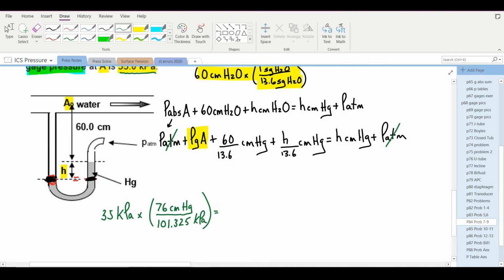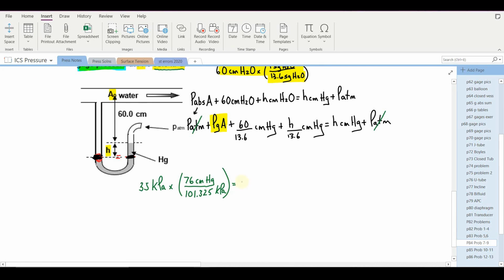And this term here works out to be 26.25 centimeters of mercury. That's the gauge pressure at A. This 60 over 13.6 turns out to be 4.41 centimeters of mercury. So you have those numbers on the left-hand side.